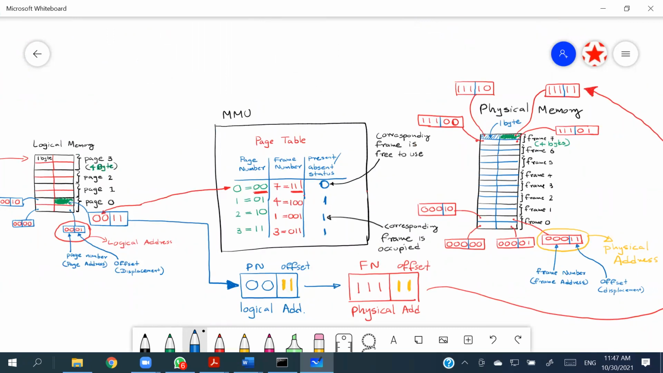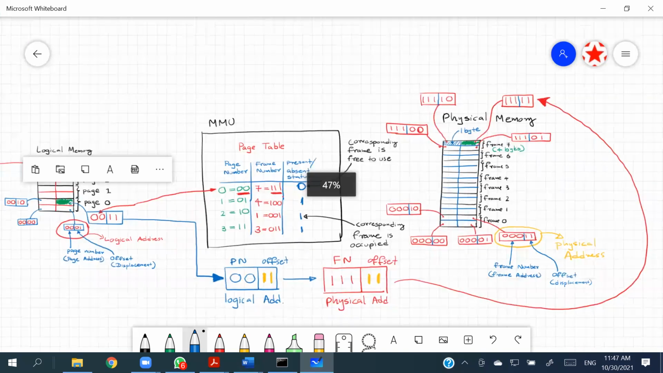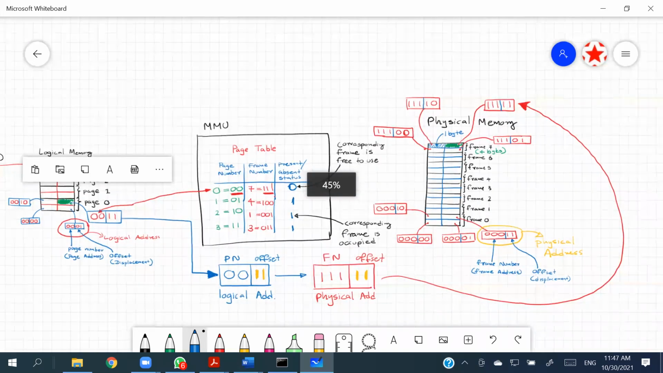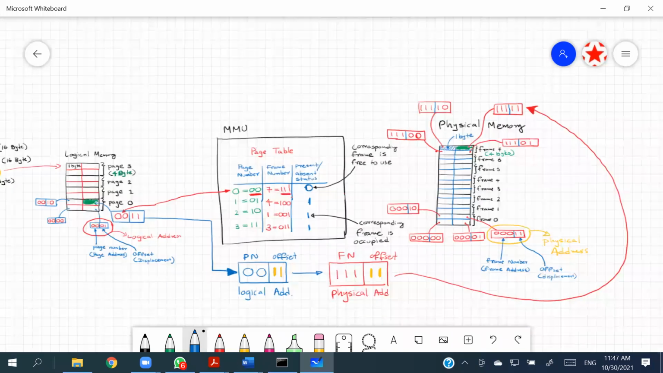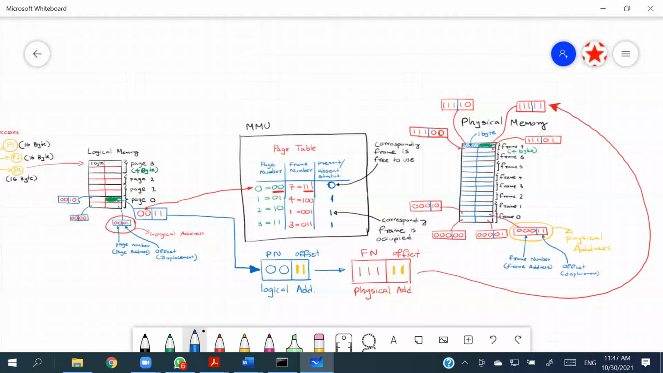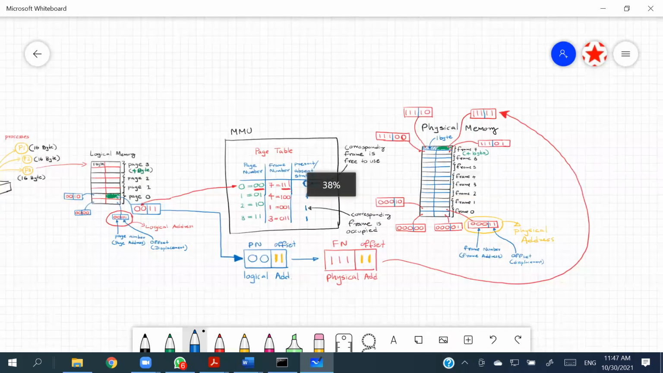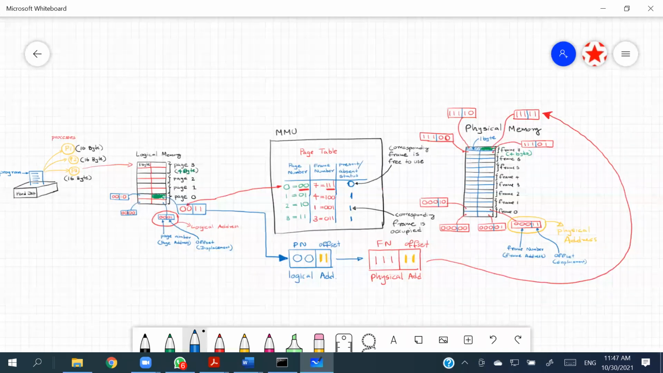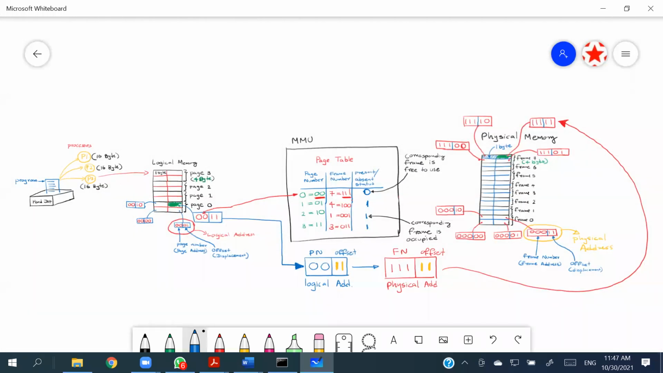So this is the concept, people. This concept needs to be understood very clearly when you need to answer the questions in the 2018 past paper, as well as in the 2019 and 2020 A-level past papers.